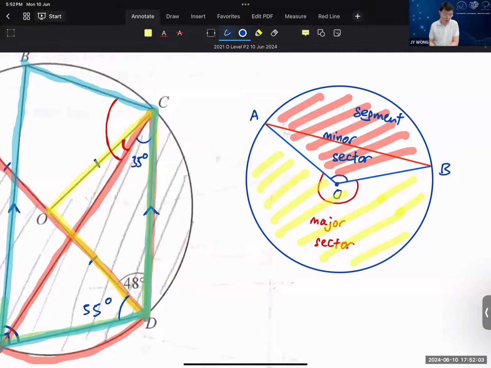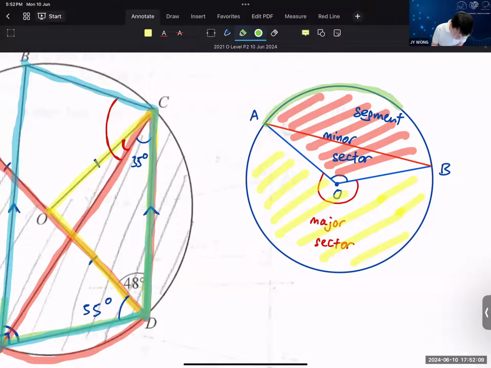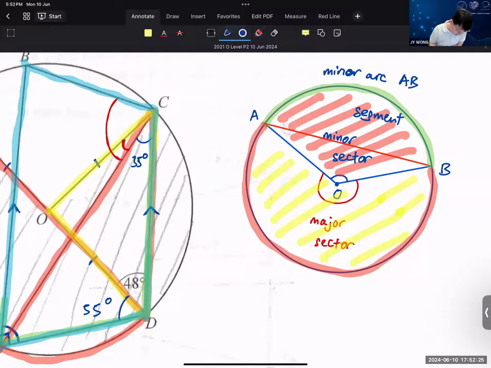Then what is an arc? So this line here is called an arc. We call this the minor arc AB. And then obviously the one on the flip side, this one, we call it major arc AB. So you realize that they are the same letters, just that one is called minor, one is called major. So you cannot just tell me arc AB actually, because arc AB can be minor, can be major. You are supposed to state whether it's a minor arc or a major arc.